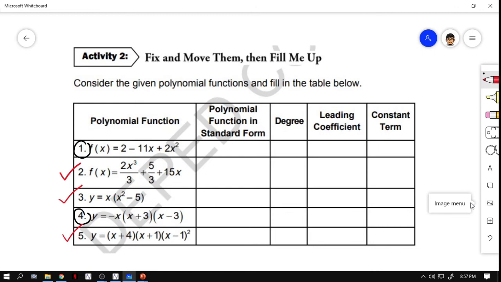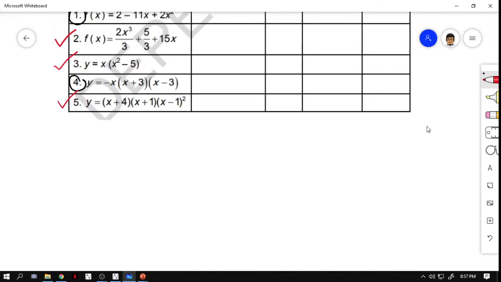So, if we have the function f of x is equal to 2 minus 11x plus 2x squared, on the second column, we will write the given function into its standard form. And on the third column, we will write down the degree of the given function. And on the fourth column, we have to write down the leading coefficient. And then we have to write down the constant term. Okay? So let's begin. Say number 1. Number 1, we have f of x.